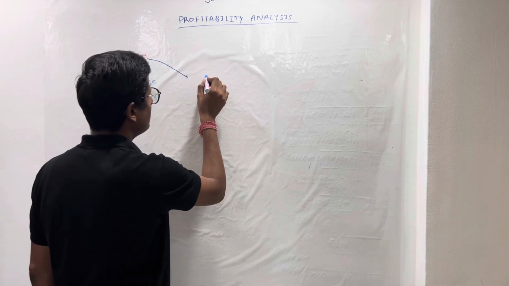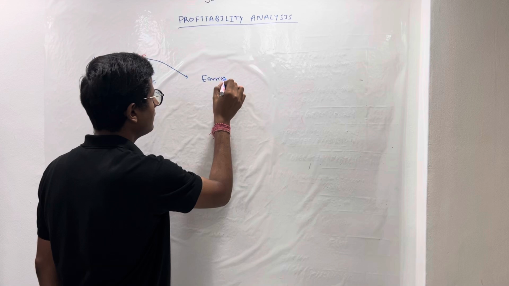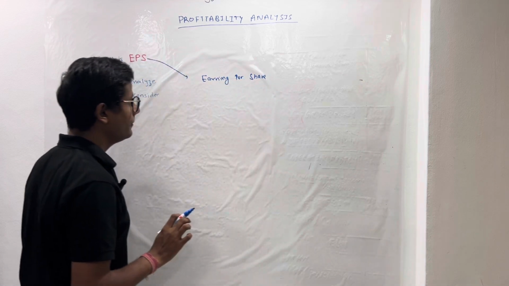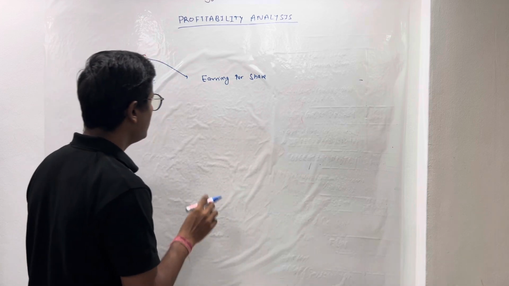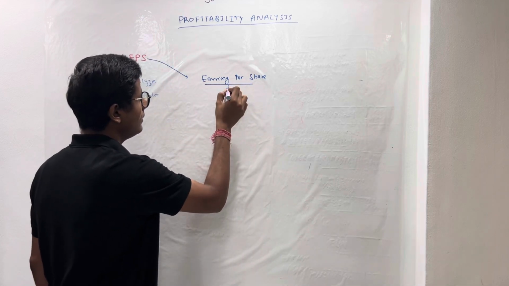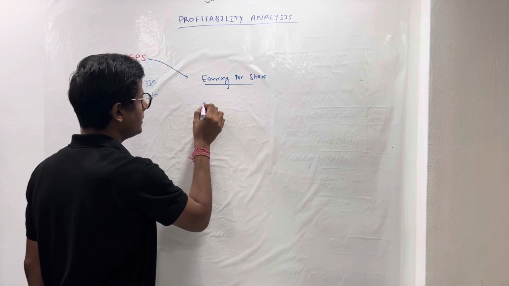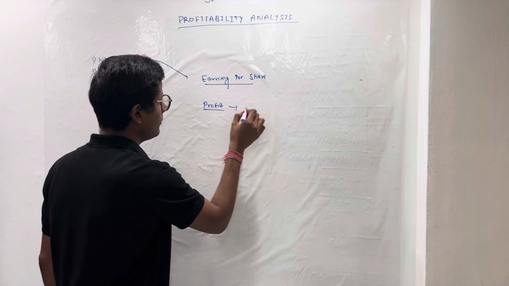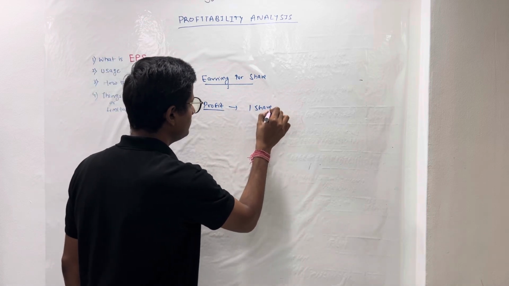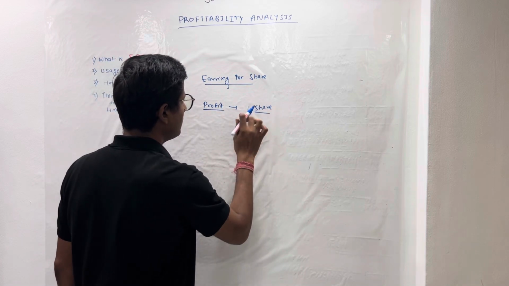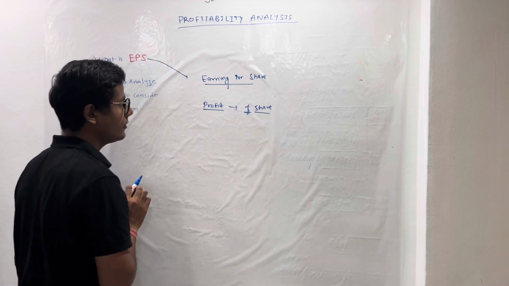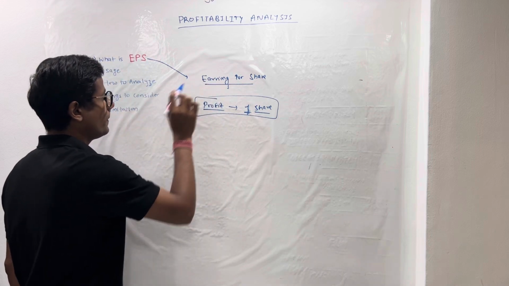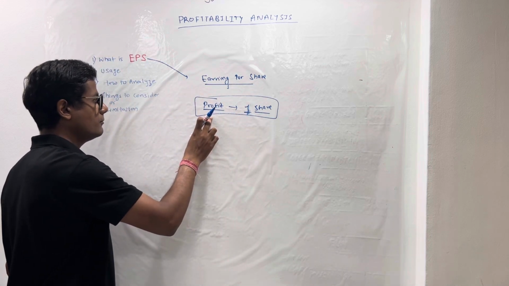So what is EPS? EPS is basically earning per share. If I say in simple terms, what does it tell? How much profit the company is earning for one share. On one share, how much profit the company is earning. That's what this EPS says.